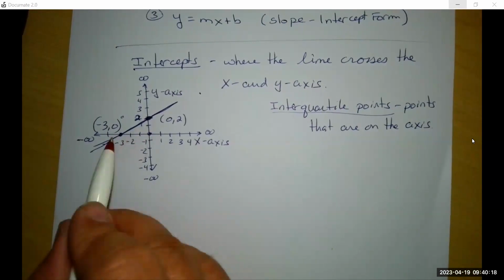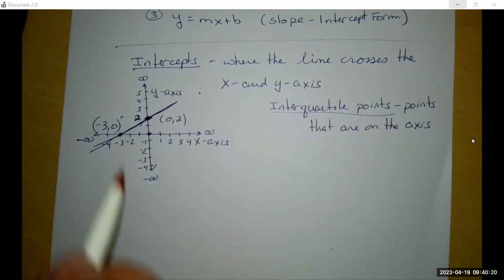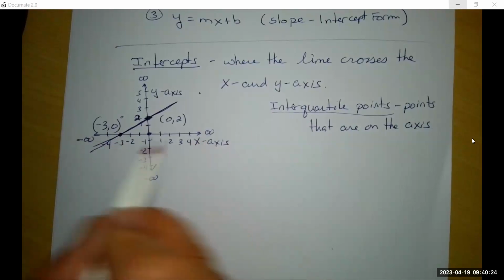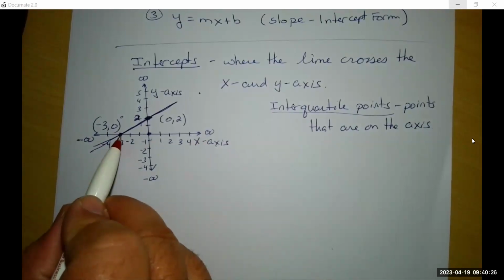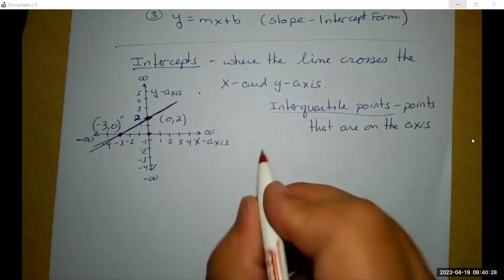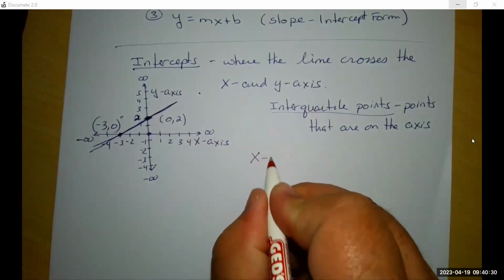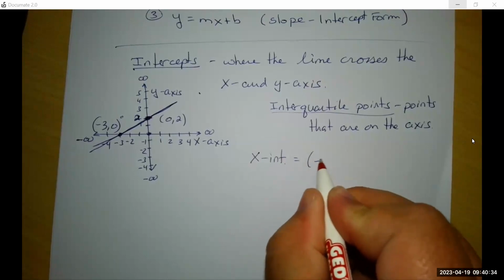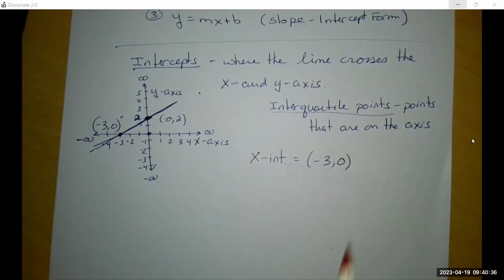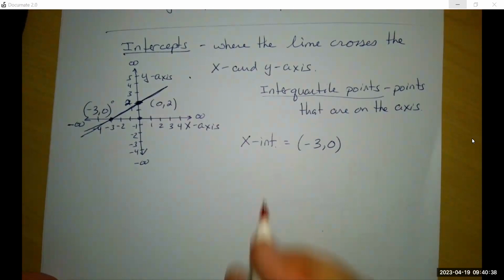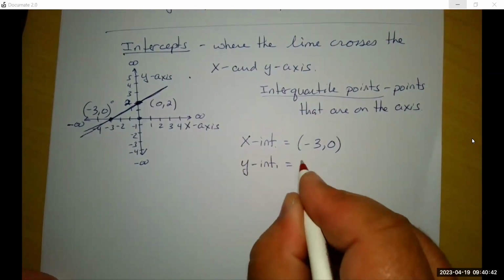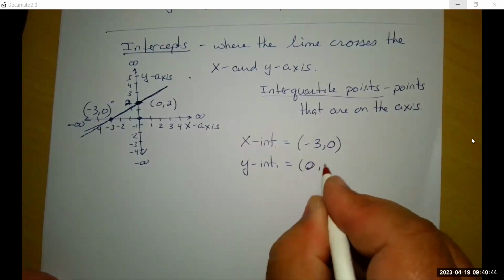So noticing this, this is the x-axis, so that's the x-intercept. Its location is -3, 0. So the x-intercept is at -3, 0. The y-intercept is at 0, +2.